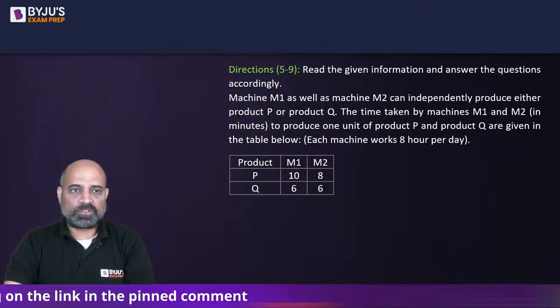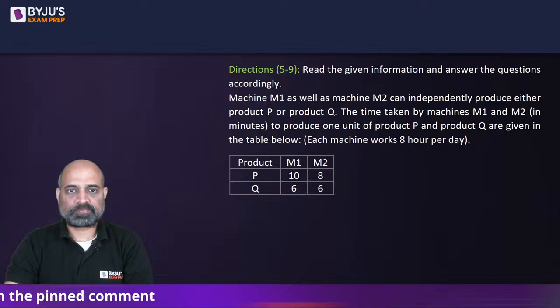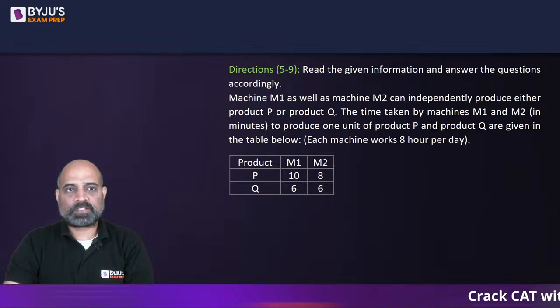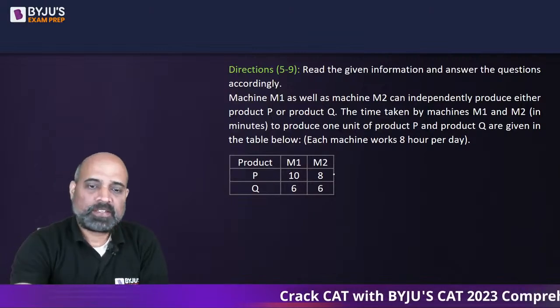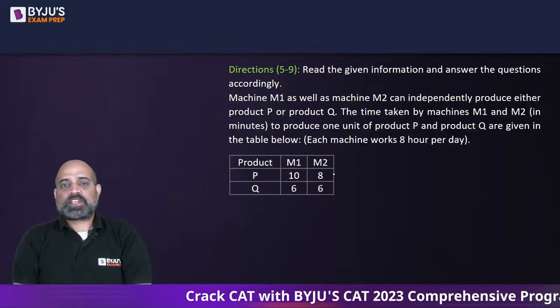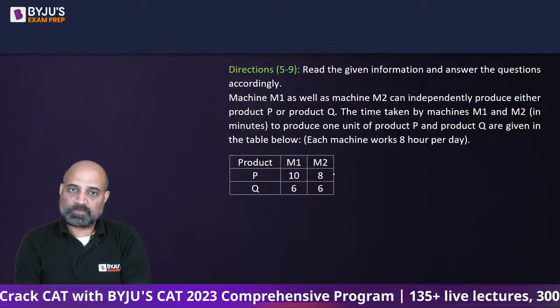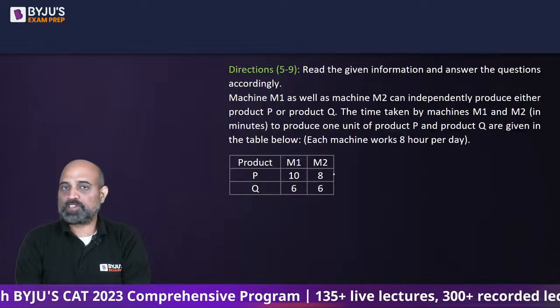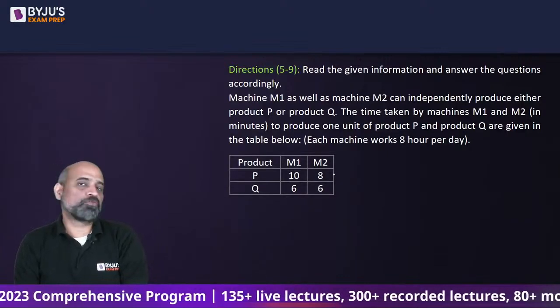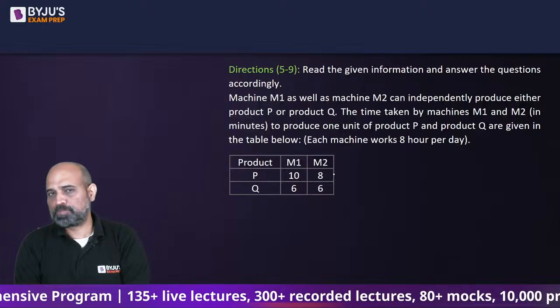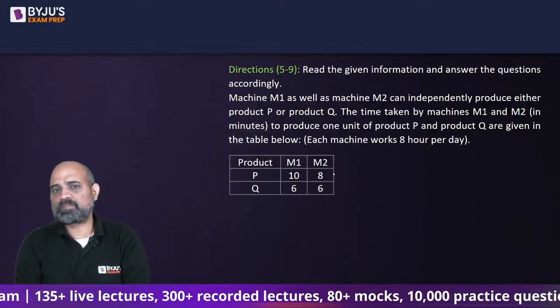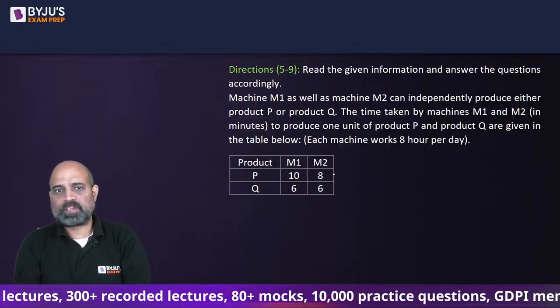Okay, so let's start with our next set. Machine M1 as well as machine M2 can independently produce either product P or product Q. So M1 will either produce P or will produce Q, and accordingly M2 will produce P or Q. मतलब दोनों P, or they can simultaneously produce Q.